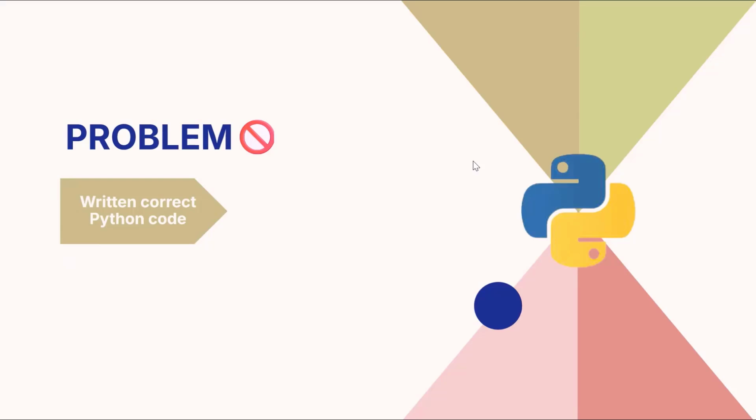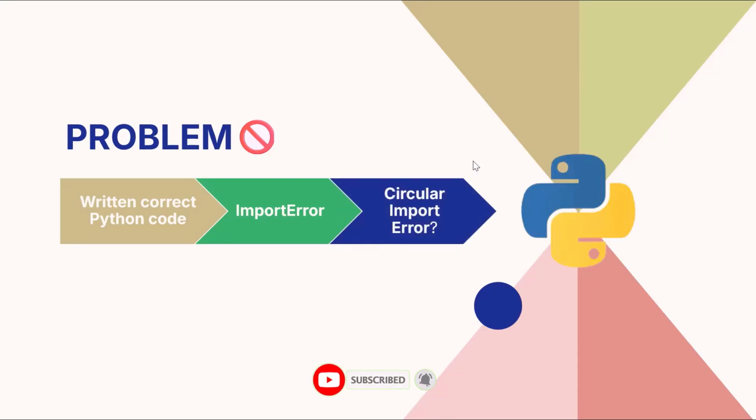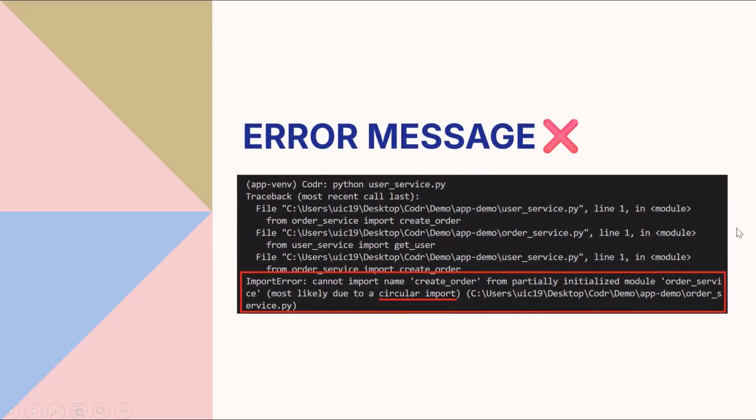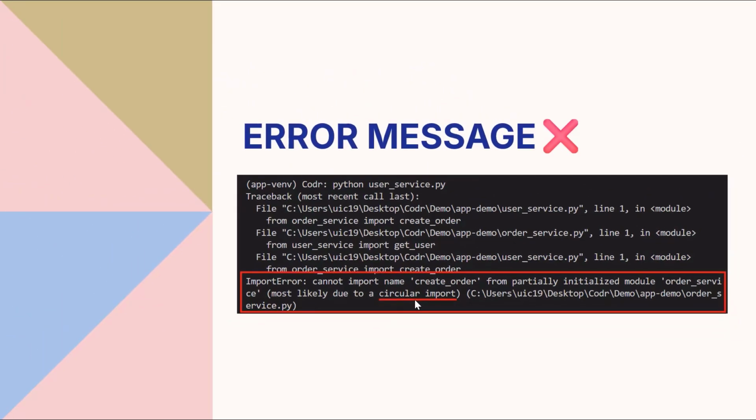So you have written your code perfectly fine and you are getting an import error, and with the import error it is mentioning something like it is due to circular import. Let me show you the exact error message here. If you look into this error message, you can see that it is showing as import error, and it is stating the name of the package or module which it's unable to import, and it is stating that it is most likely due to circular import. So these types of error messages are generally referred to as circular import errors.